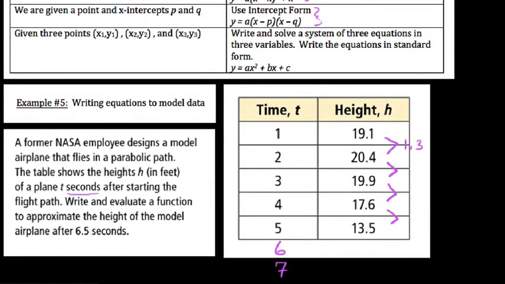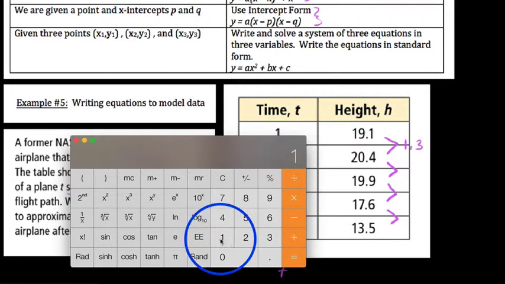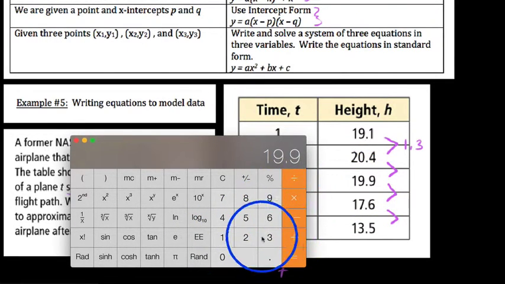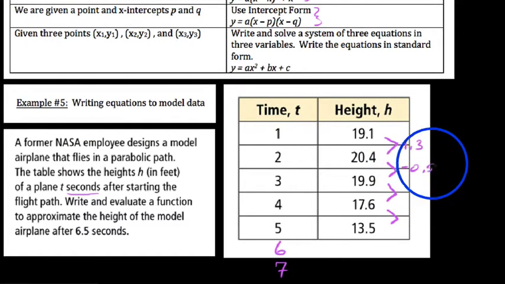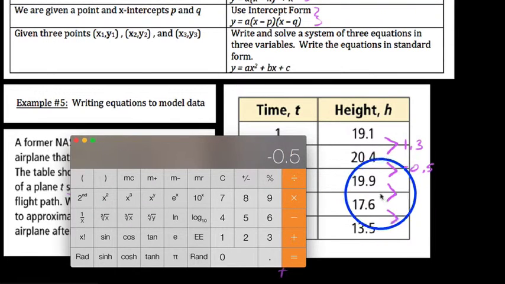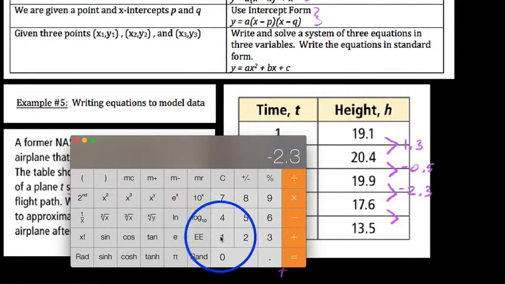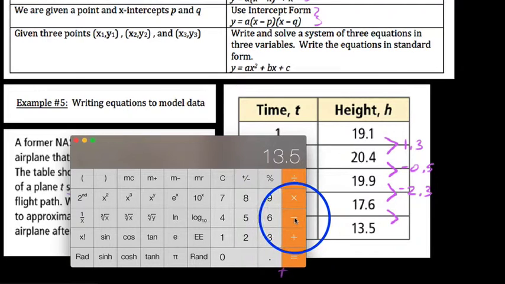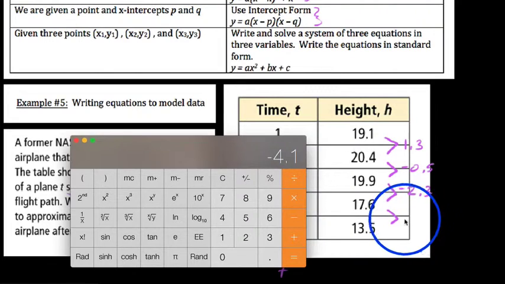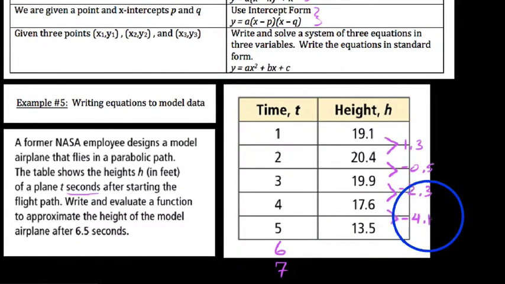Looking at the next one, 19.9 minus the number before, 20.4, gives negative a half, so it goes down by a half. The next first difference is 17.6 minus 19.9, which comes out to a decrease of 2.3. And last but not least, if we take 13.5 and subtract off the data value before it, 17.6, we get negative 4.1, so the height decreased by 4.1.